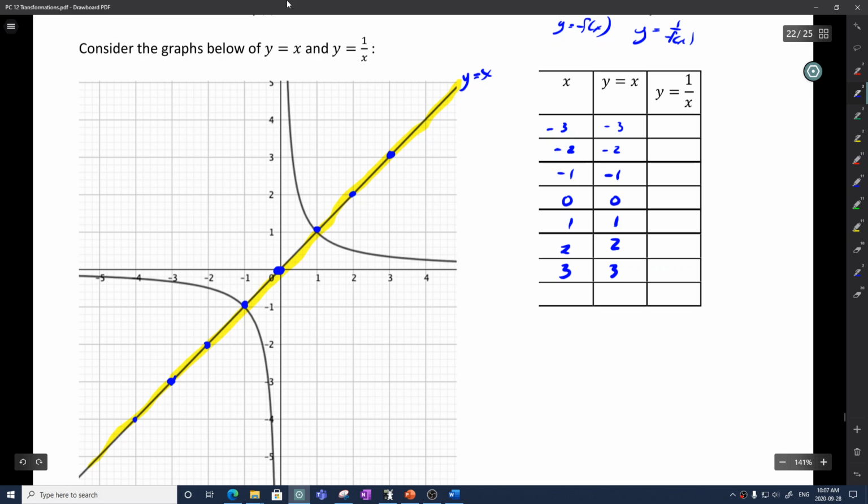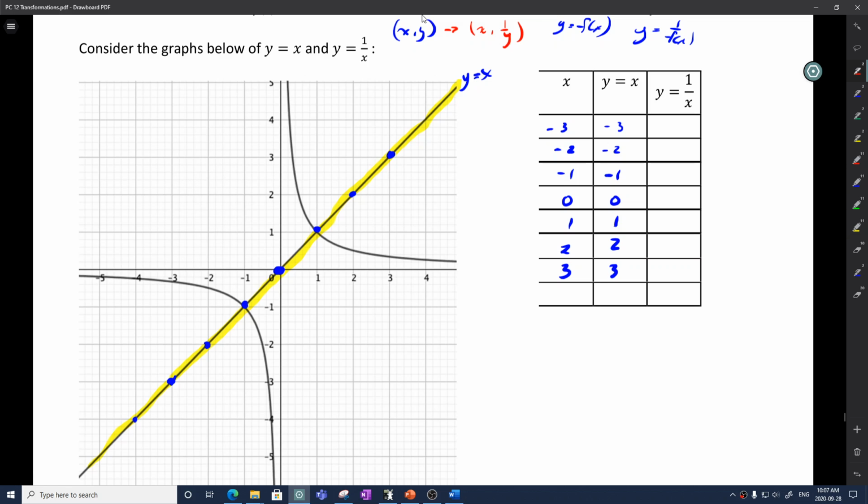All right, so now I've mapped points x, y. I'm going to transform them and create the reciprocal function. And that's how they're mapped. So how do we transform it? We simply take the reciprocal of y.